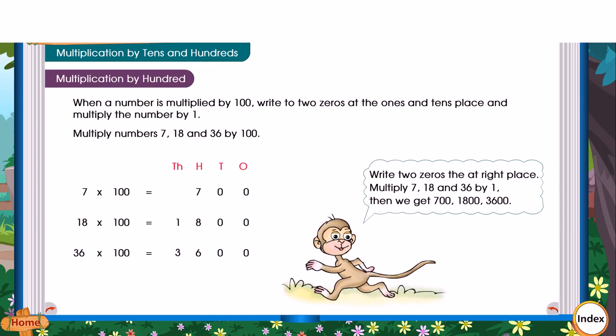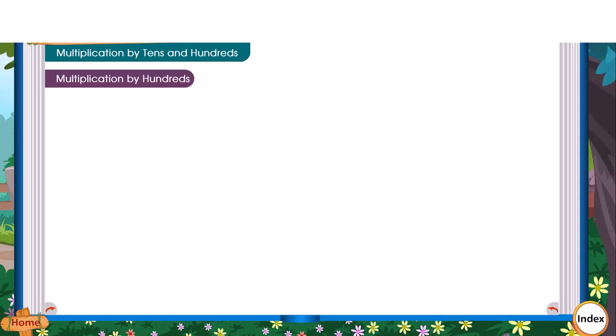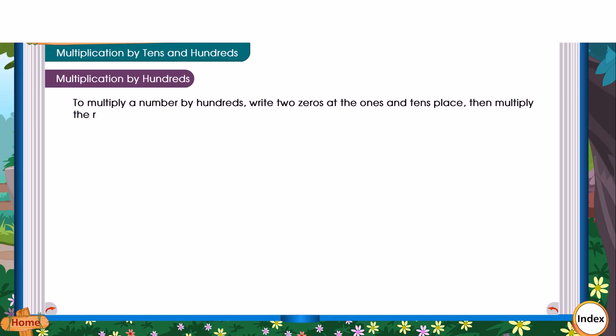Write 2 zeros at the right place. Multiply 7, 18 and 36 by 1. Then we get 700, 1800, 3600. Multiplication by hundreds. To multiply a number by hundreds, write 2 zeros at the ones and tens place. Then multiply the remaining numbers.